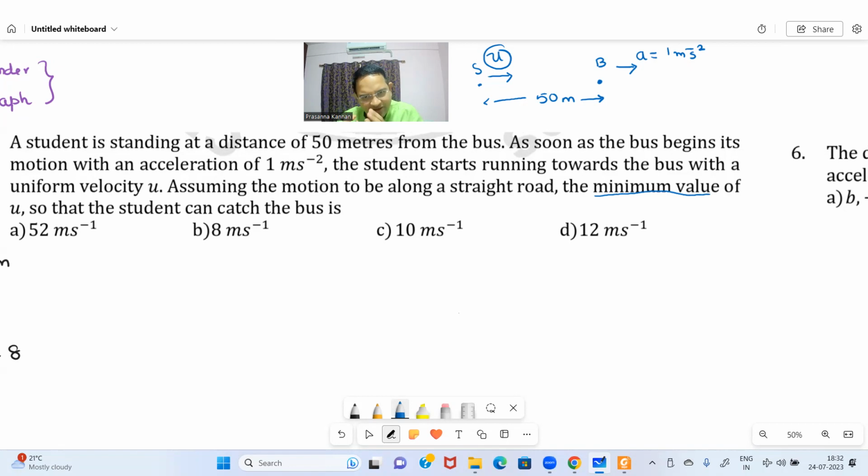For finding the minimum value, you need some extra information I'll share with you. But till that point is quite simple. So first, let's write it down. What is the velocity with which the boy is traveling? U. Yes. So now let us take in time t, he is able to catch the bus.